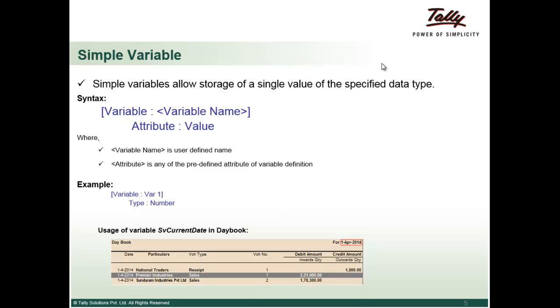Just an example of a default simple variable is SV current date. You would have seen in a daybook that when you change the date with F2, it is the SV current date variable which is used, and based on that SV current date, the vouchers which are listed in the daybook also vary.